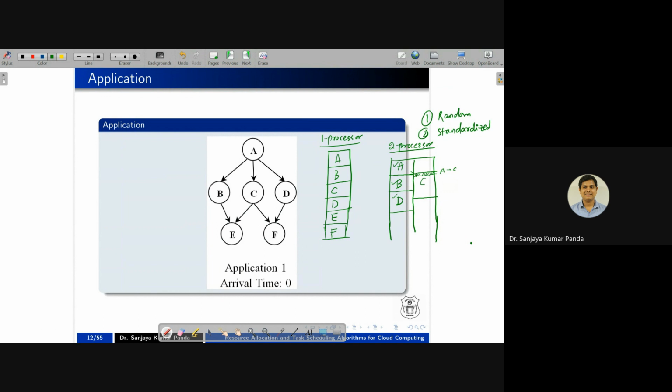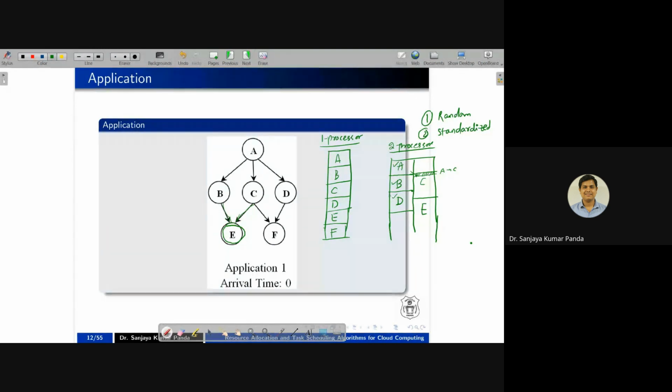Now once C is completed, can we start E? You can see E, in case of E, it is dependent on both B and C. So B is completed here, C is completed here, so I can start E. C can start E immediately because C's result will come to E, but B to E also takes some time.